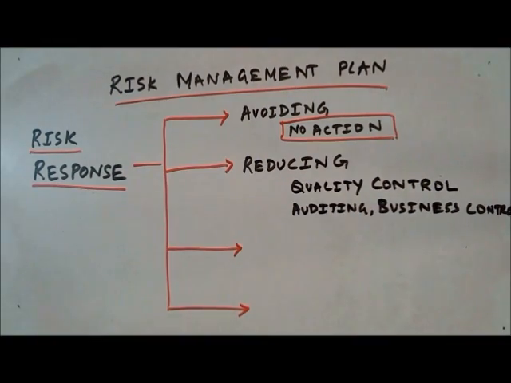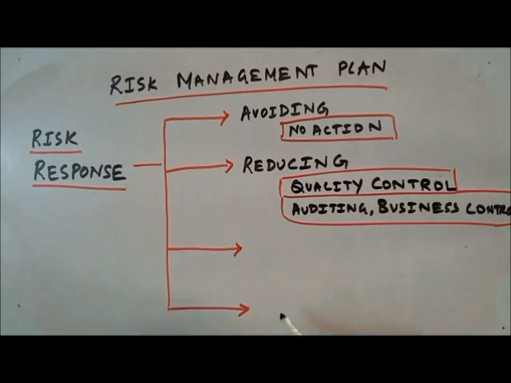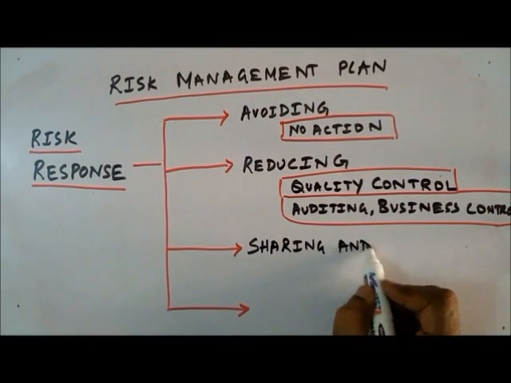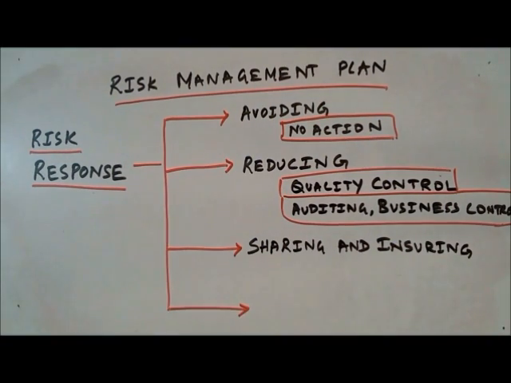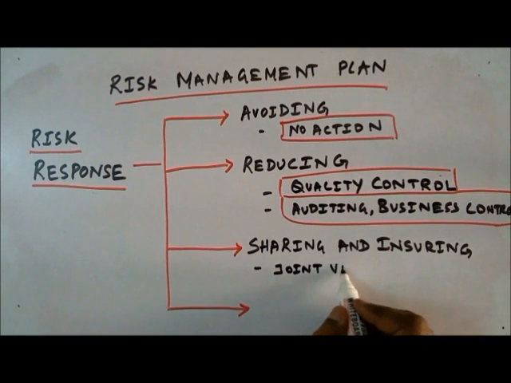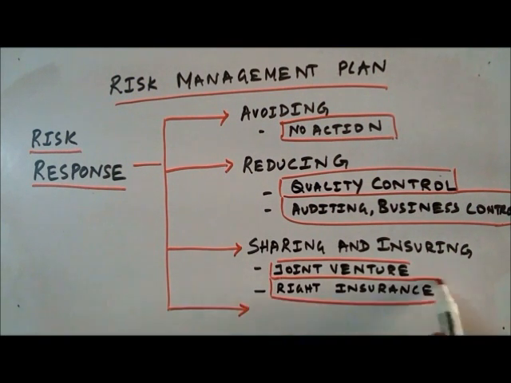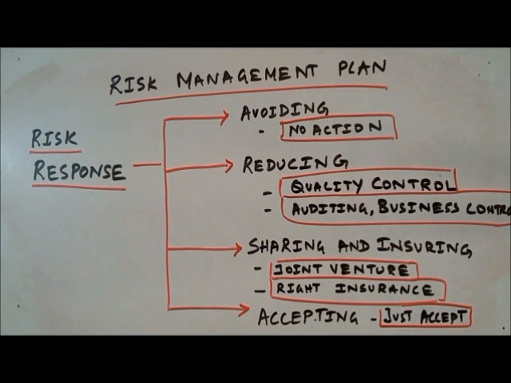We can reduce the likelihood of the risk happening in the first place, for example through focus on quality control, on process, ensuring business controls are in place, and auditing. Sharing and insuring the risk. One of the good things is to share the responsibility and the risk with a third party through joint venture partnerships or collaborating with established players in the market. It is also good to have the right insurance to cover the operating business. Finally, accepting the risk. Sometimes we just have to accept the risk.